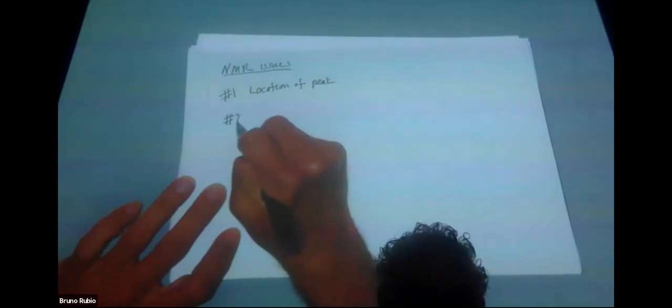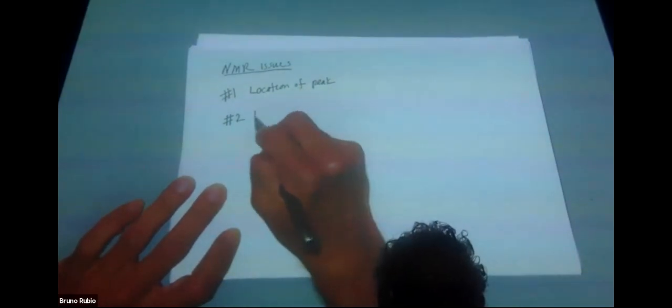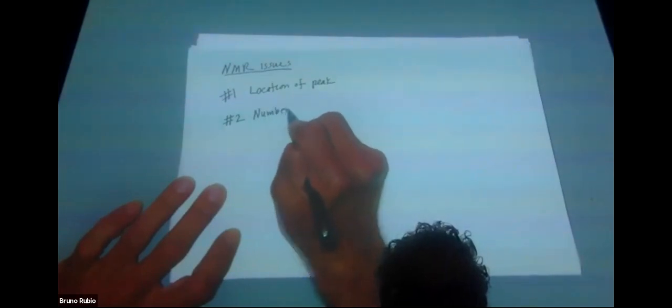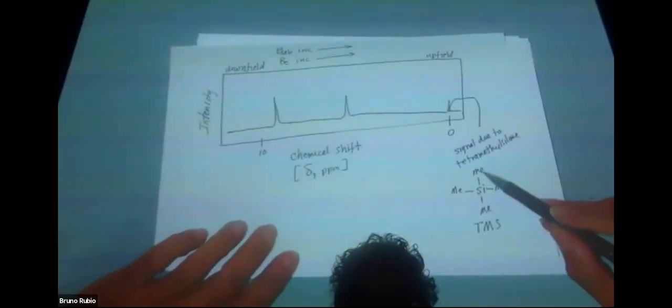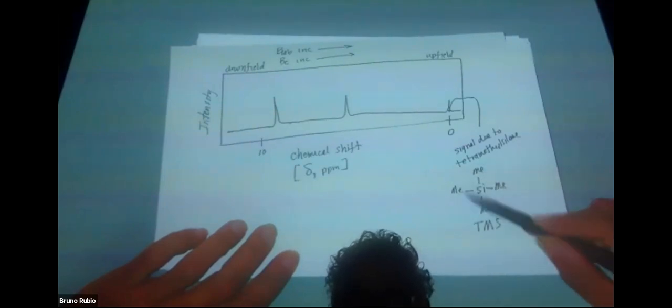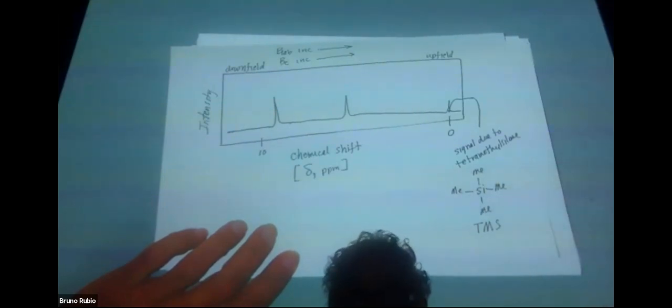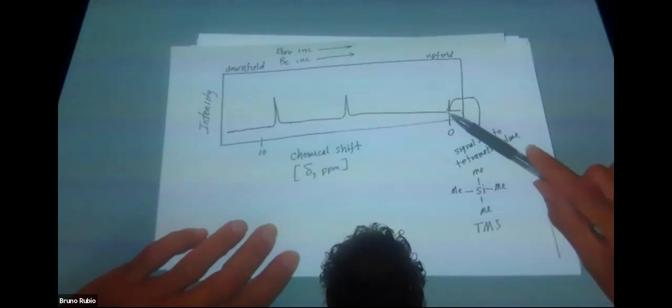Why are some peaks to the left and some peaks to the right? Why are some peaks upfield and some peaks downfield? So that's an important issue. Another issue that we have to contend with is the number of peaks. Because if you look at the tetramethylsilane structure here, this is 3 times 4, this is 12 protons, but we don't see 12 peaks. We only see 1. We see 1 peak at 0 ppm.